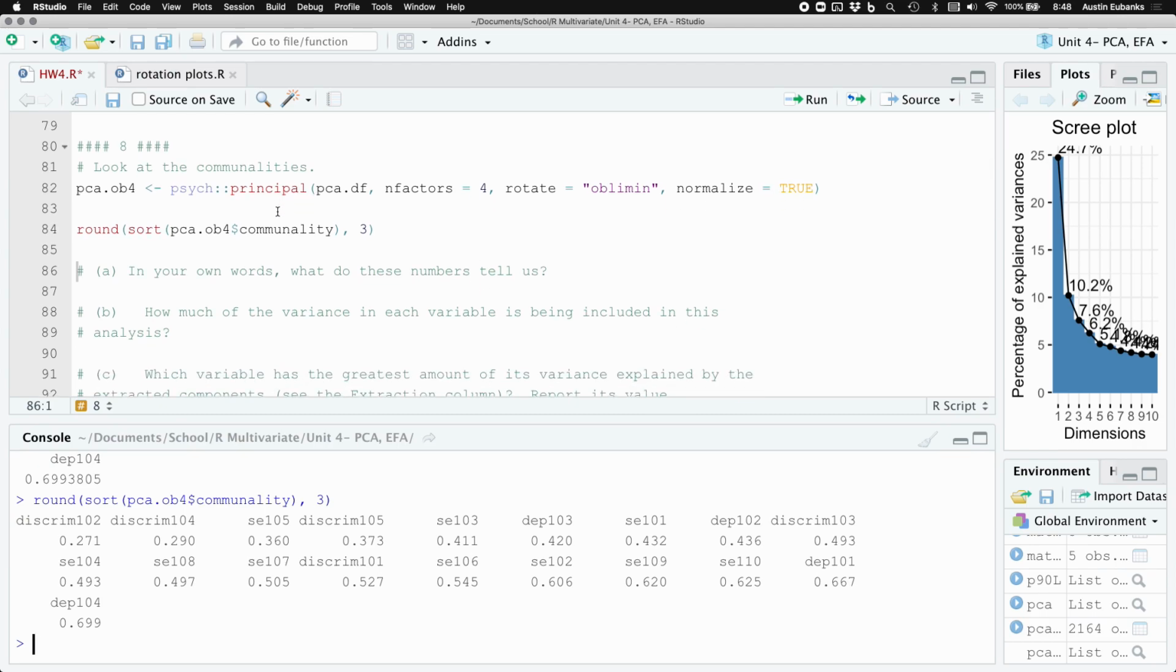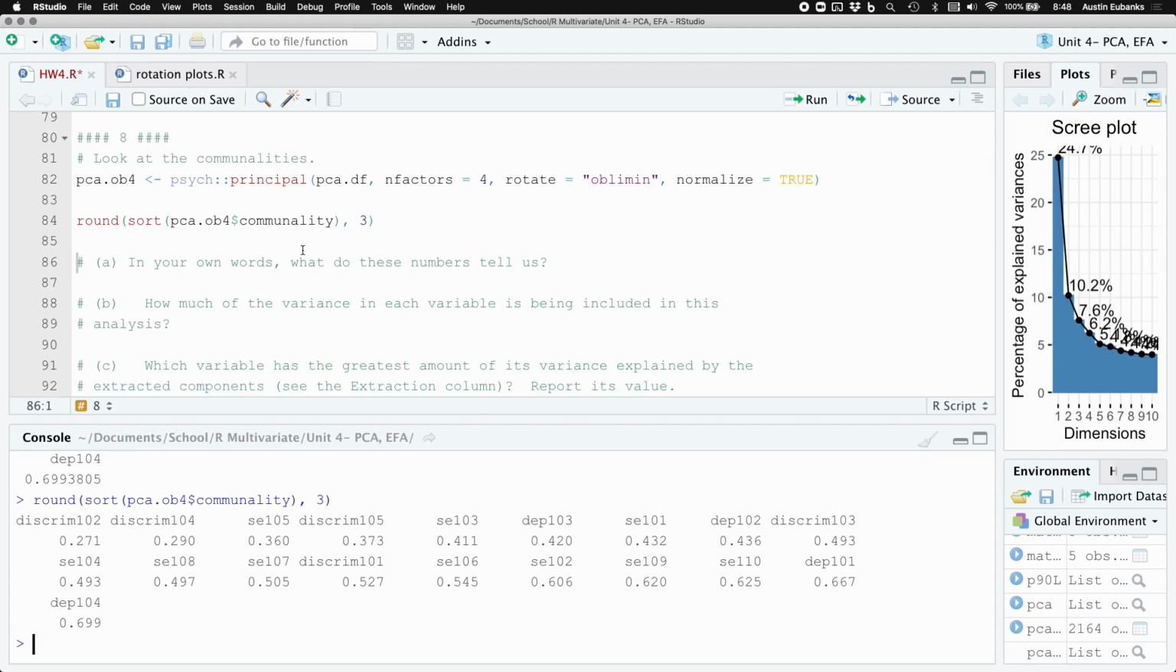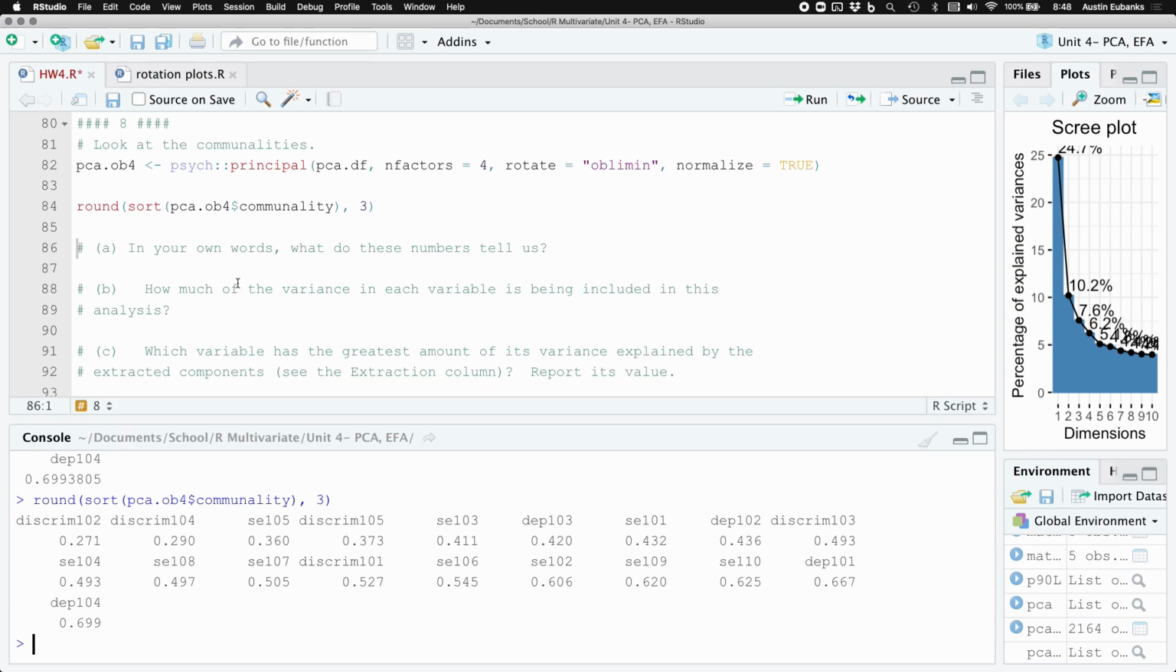These numbers match the output we just showed you in SPSS, and we didn't have to sort them. We could have had them in the order in which they were entered into the analysis. But for the purposes of this, we're trying to look at things like, what's the highest communality? What's the lowest communality? So what do you think that might mean for when we actually do our PCA?